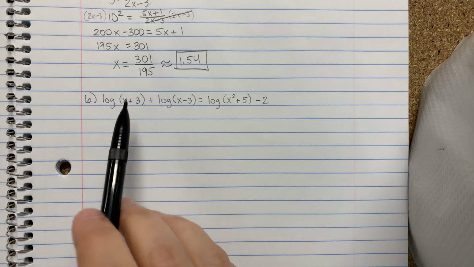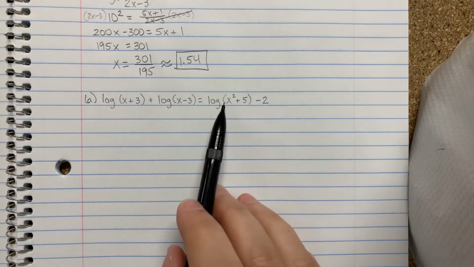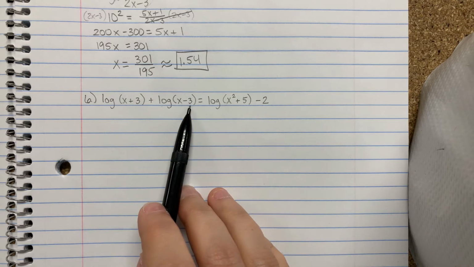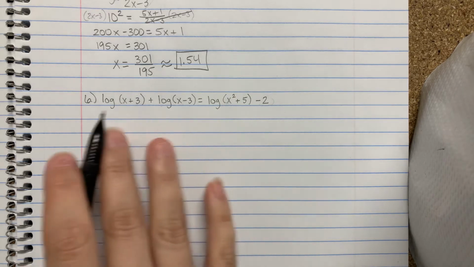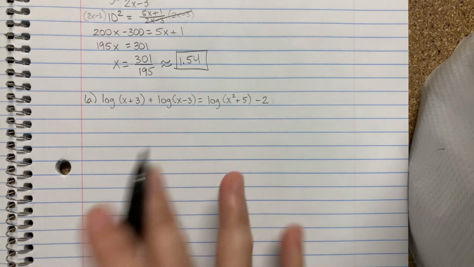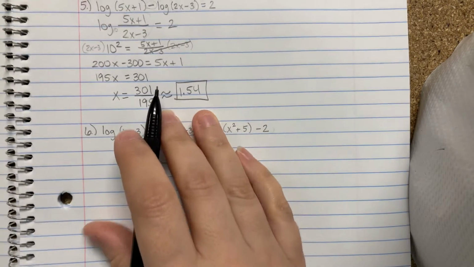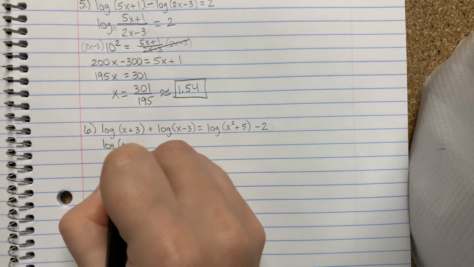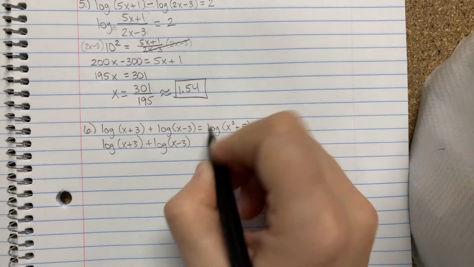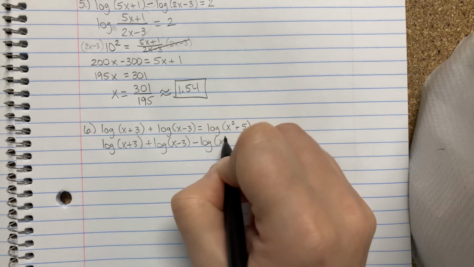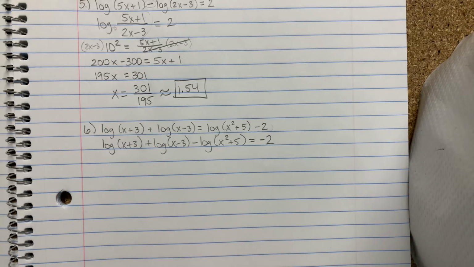So same thing, I'm going to try to combine these. So let's go ahead and subtract this one first, because this doesn't have a log. So let's subtract this one over to here. So I have all my logs on one side. Then I can combine and get rid of as needed. So, okay, that gives me log of (x plus 3) plus log of (x minus 3) minus log of (x squared plus 5) equals that negative 2.